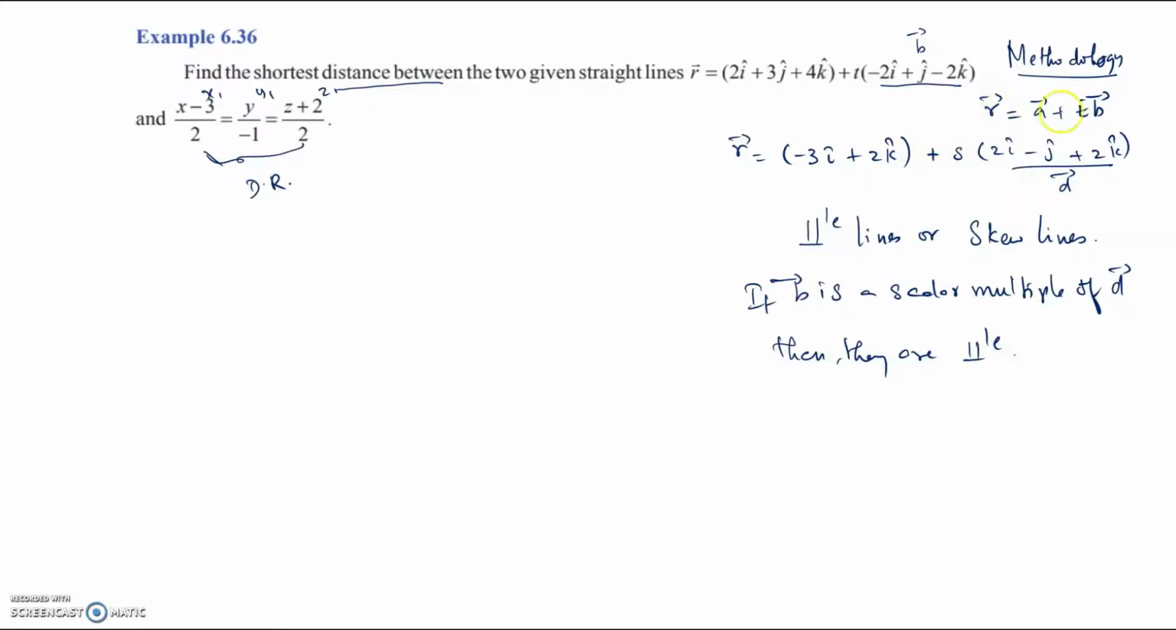So let's see if b and d are multiples. You can see that 2 is the coefficient of i cap and it's minus 2 here. So if you multiply this d with minus 1, 2 will become minus 2, minus 1 will become plus 1, plus 2 will become minus 2. So b is a scalar multiple of d. So they are both parallel, which means the two lines are parallel. Then for parallel lines, we have to apply the formula for the shortest distance. So now let's proceed to solve the problem.